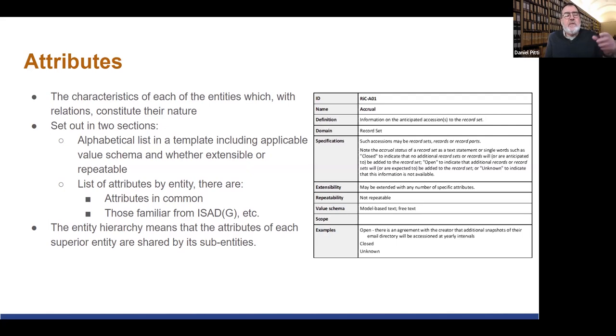And that is for each entity, it shows which attributes can be used with it. It's done to list them in common. So it is a hierarchical distribution of the entities down to sub-entities and so on. The entity hierarchy means that the attributes of each superior entity are shared by its sub-entities. Okay, next slide, please.